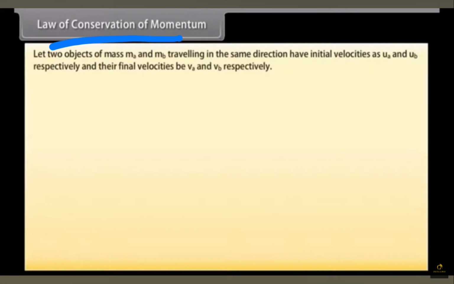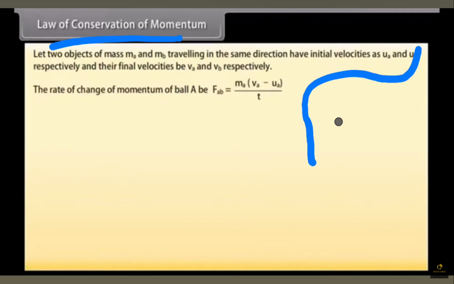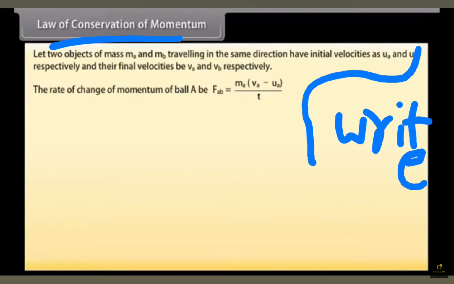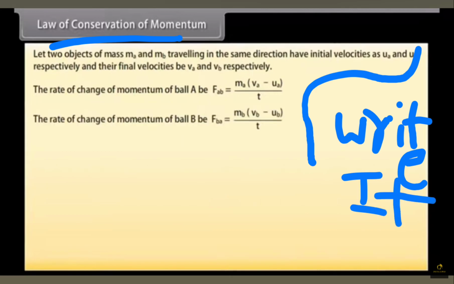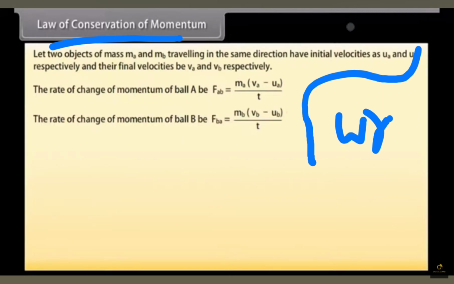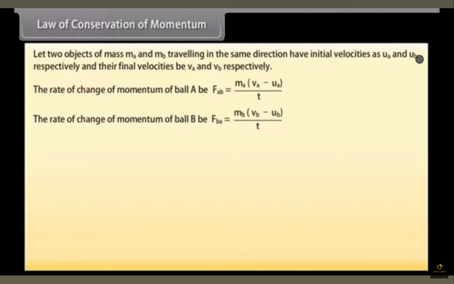Let two objects of mass mA and mB, traveling in the same direction, have initial velocities uA and uB respectively, and their final velocities be vA and vB respectively. The rate of change of momentum of ball A, FAB, is equal to mA times (vA minus uA) upon t. The rate of change of momentum of ball B, FBA, is equal to mB times (vB minus uB) upon t.